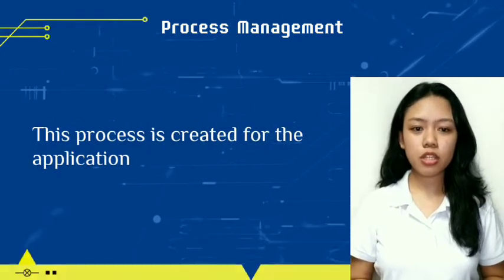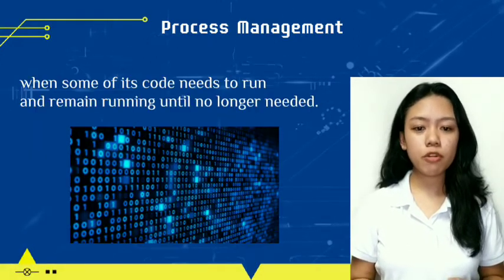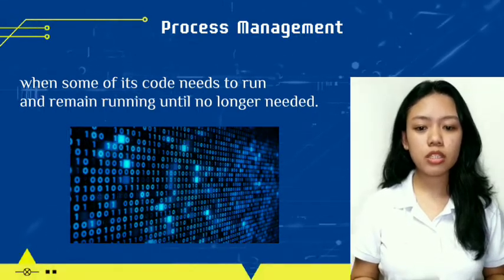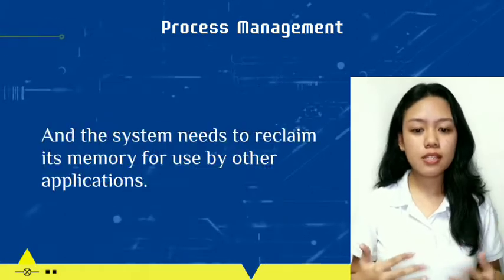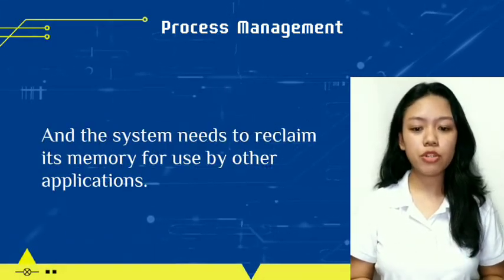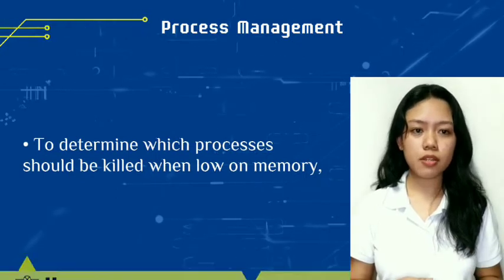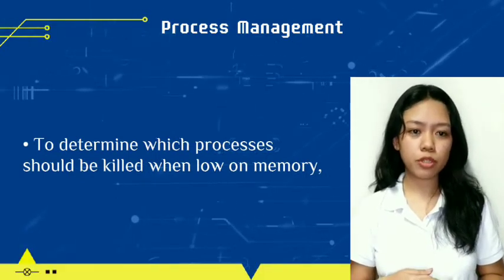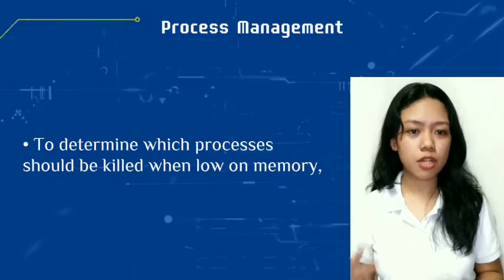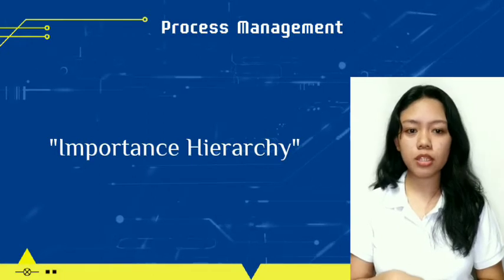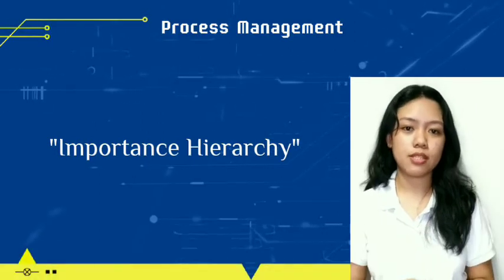This process is created for the application when some of its code needs to run and will remain running until it is no longer needed and the system needs to reclaim its memory for use by other applications. To determine which process should be killed when low on memory, Android places each process into an importance hierarchy based on the components running in them and the state of those components.